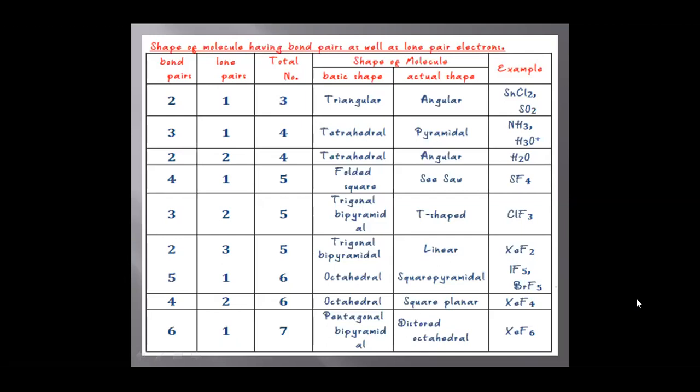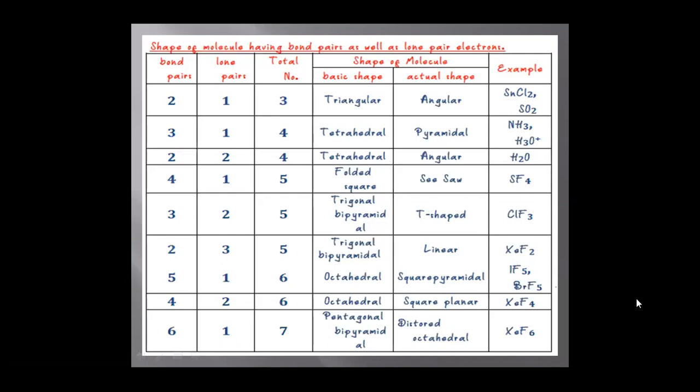The basic shape is octahedral and actual shape is square pyramidal. For example, bromine pentafluoride. If the bond pairs is 4 and lone pair is 2, the total number of pairs is 6. The basic shape is octahedral and actual shape is square planar.